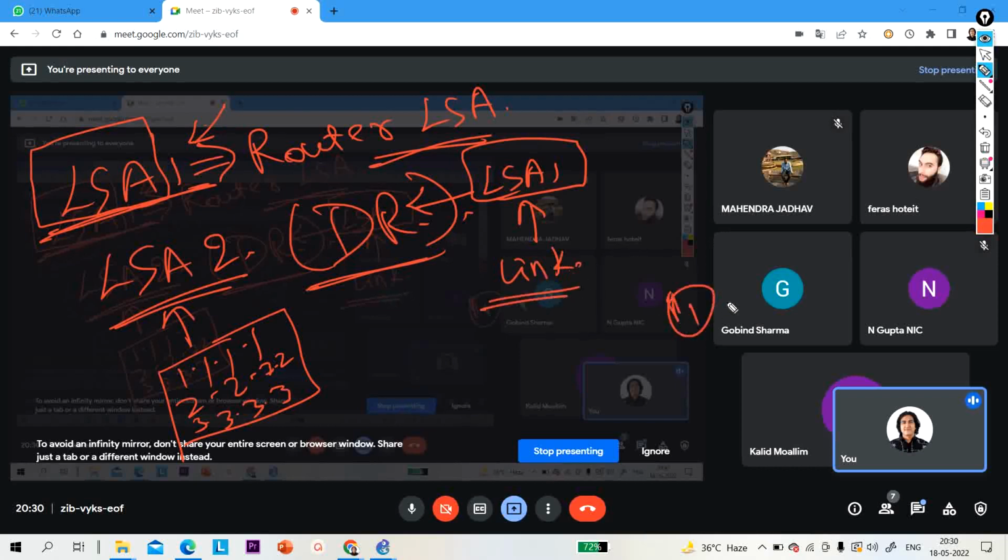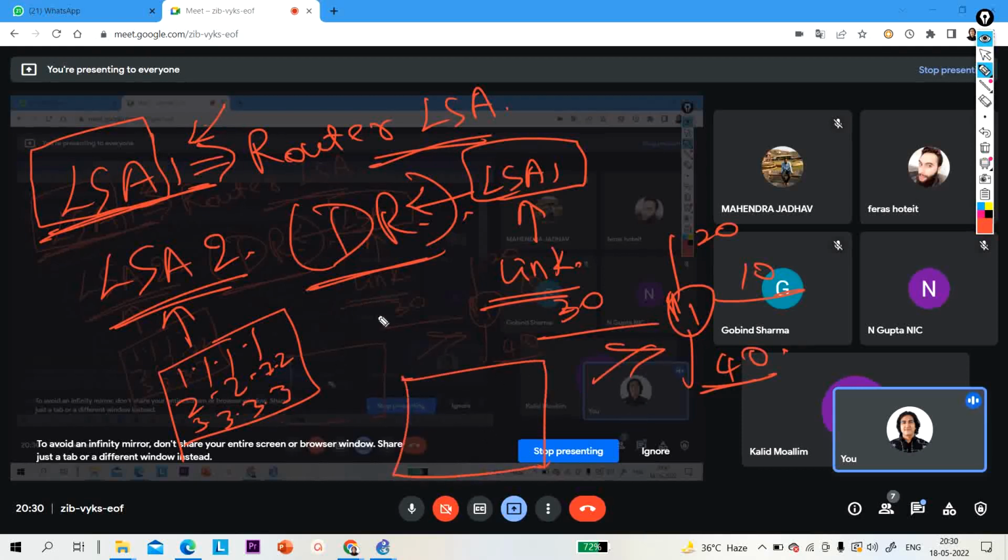See, if I have a router with 4 links, here I am running 10 network, here 20 network, here 30 network, and here 40 network. This router will create LSA1, and in this LSA1 there will be information of this link, this link, this link, and this link. There will be information of links 10, 20, 30, 40. Whatever cost they calculate on a link, like if this is a fast Ethernet link, the cost will be 1, and the cost of this link will also be 1, right?